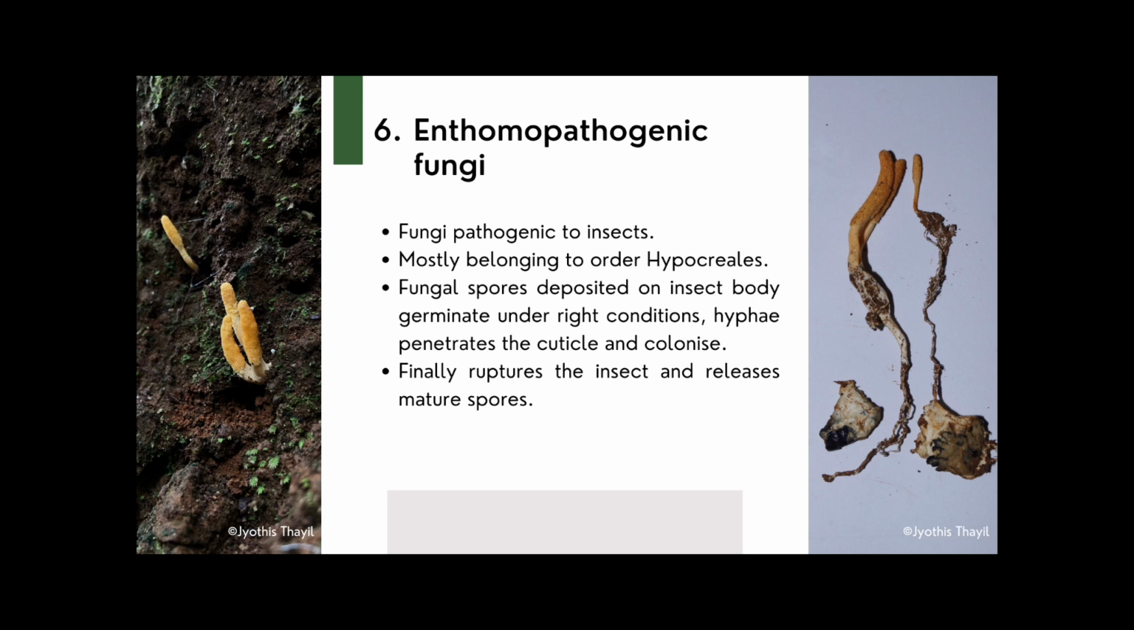Next relationship is the entomopathogenic fungi. In the first few slides, we discussed the positive interactions. In the previous slide, it was both positive and negative interaction. Now we are going for the negative interaction, that is the entomopathogenic fungi. These are fungal pathogens of insects. They belong to the order Hypocreales.